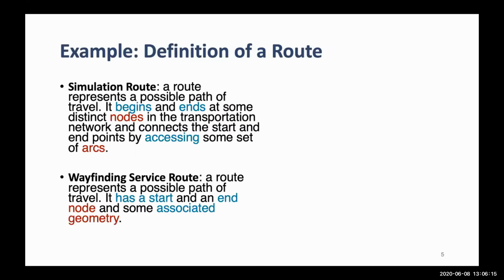As a short example of this, we'll consider the concept of a route. Here we have two different definitions of a route in two different contexts. In the context of a simulation, we might define a route as representing a possible path of travel that begins and ends at some nodes, connecting the network by accessing some set of arcs of interest. In a wayfinding service application, we might consider the definition of a route as something that also represents a possible path of travel with a start and end, but maybe in this case, we're more concerned with its associated geometry.